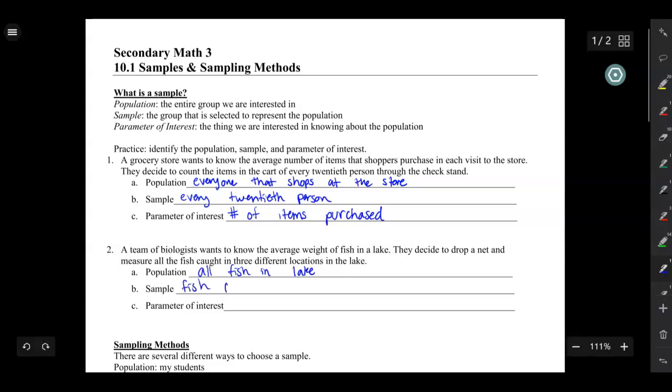So I'm just going to put fish caught in net. So rather than somehow trying to empty the entire lake and get all the fish out, we are just going to look at the fish caught in the net in those 3 different spots. And then the parameter of interest, what we care about, is the weight of the fish.